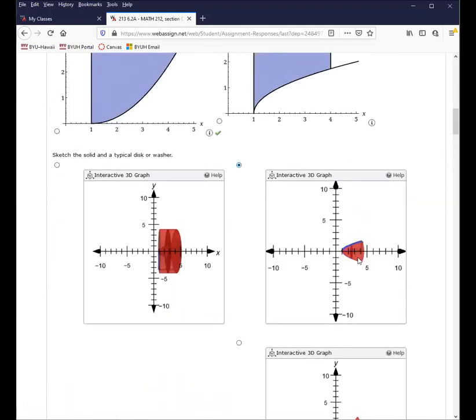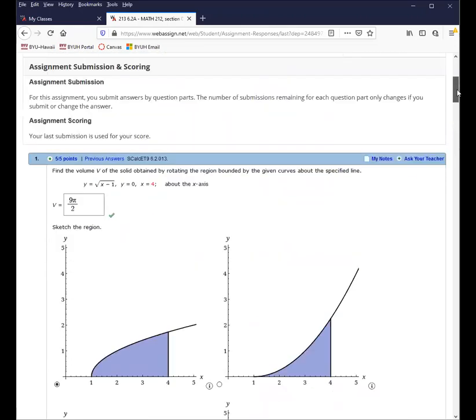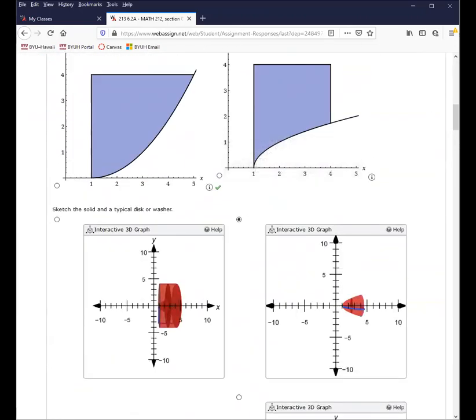Okay, so that's kind of interesting. I guess it does that. Oh, okay, there we go. So this is going to be the answer right here, this one right here. So let's go back and calculate that area.